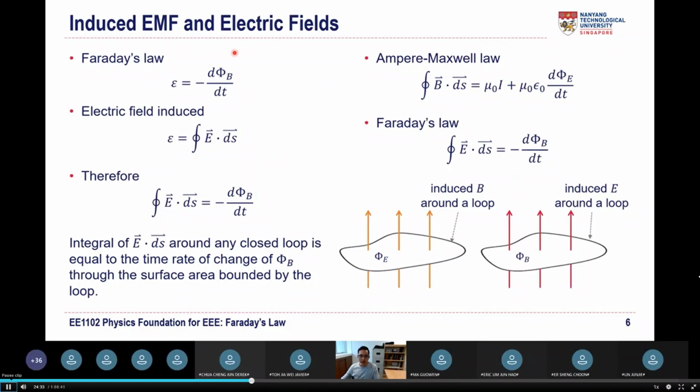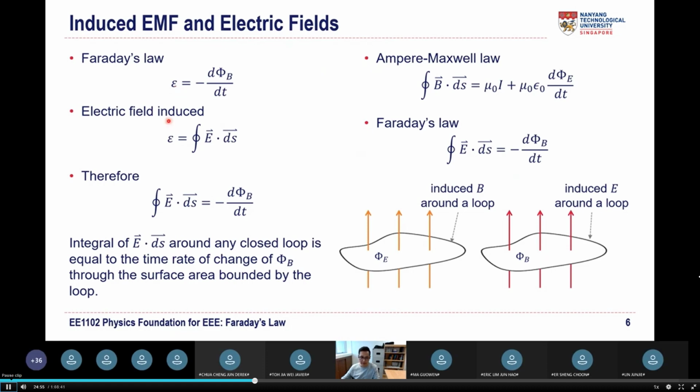So let's take a look at induced EMF and electric fields. This was Faraday's law, how we can create the EMF by changing the magnetic flux going through a loop with time. When that flux changes with time, then we can create EMF.